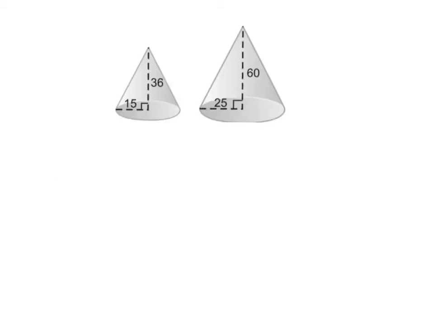Okay, so the surface area formula of a cone is pi RL plus pi r squared. And like I said, we don't have the L, the slant height of our cone yet. We need to find this. So let's do that first.